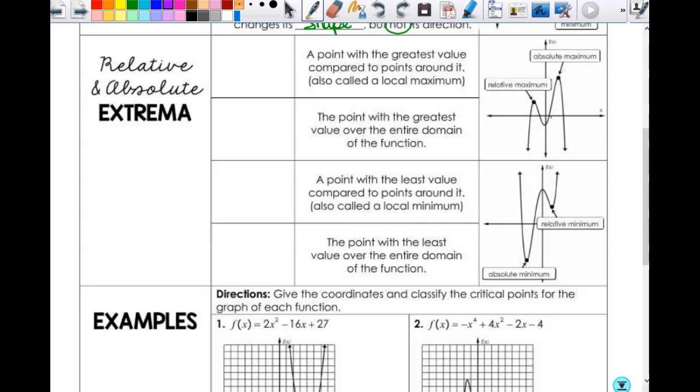We also look a lot at restricted domains. The entire domain versus a maximum over a restricted domain. Just looking at what happens and how you determine things. So if you have a point with the greatest value compared to the points around it, this is a relative maximum, and an absolute maximum is the greatest value over the entire domain.